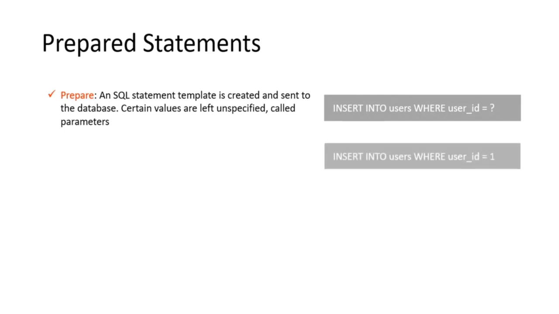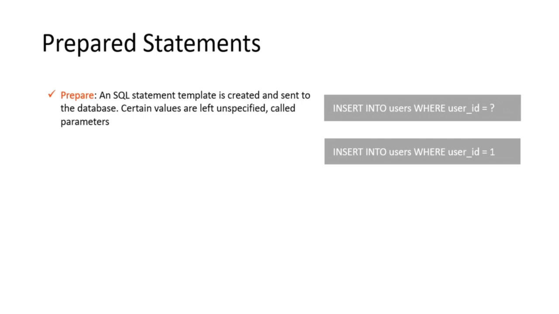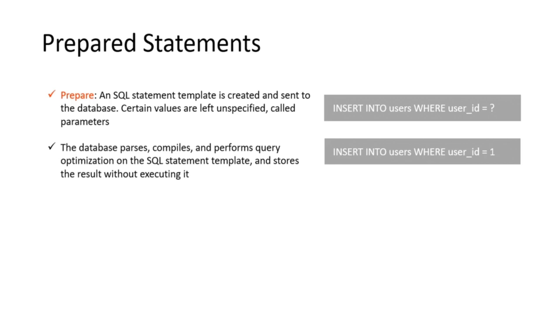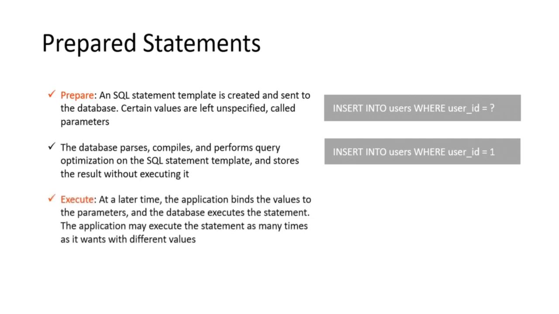In a regular query, we use something like that: user ID is equal to 1, 2 or something else. The database parses, compiles and performs query optimization on the SQL statement template and stores the result without executing it. And in the execution phase, at a later time, the application binds the values to the parameters and the database executes the statement. The application may execute the statement as many times as it wants with a different value. Right?